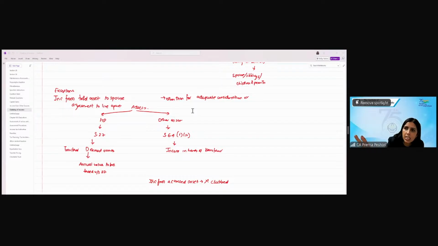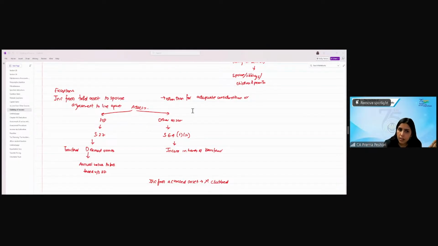Let's say 3 lakh is the own capital of my husband, and 7 lakh I have given him. So total capital is 10 lakh. Now, let's say the business income comes to 5 lakh rupees. So 5 lakh into 7 lakh divided by 10 lakh is what will get clubbed in my hands.